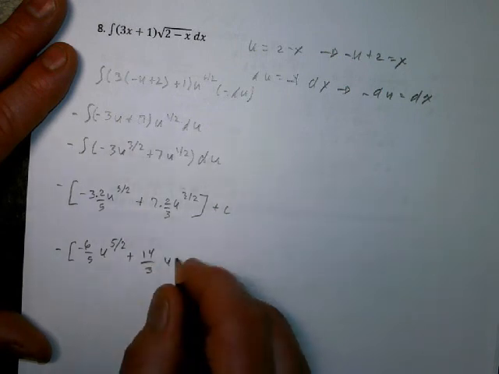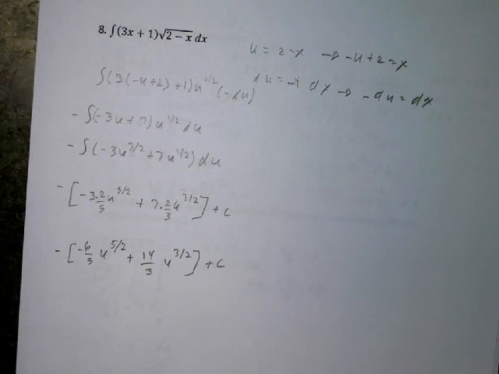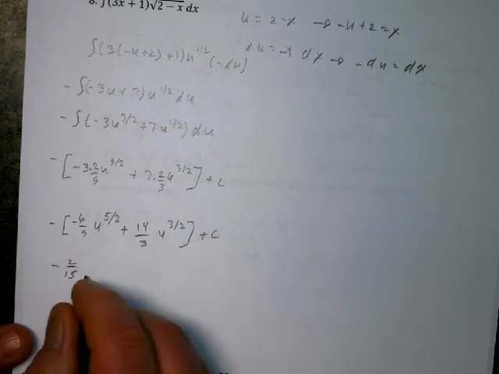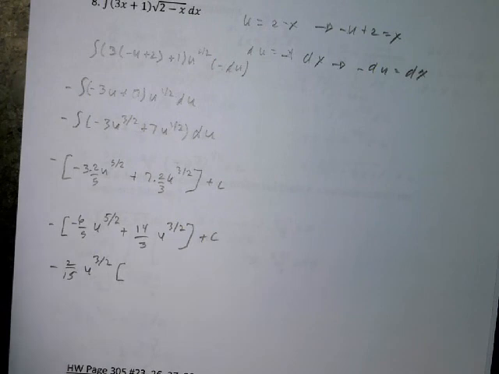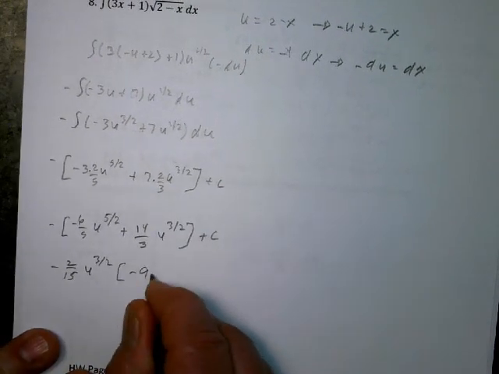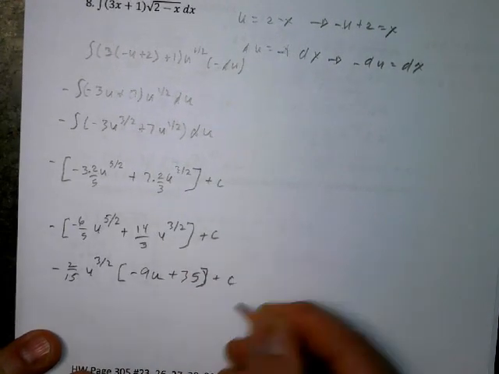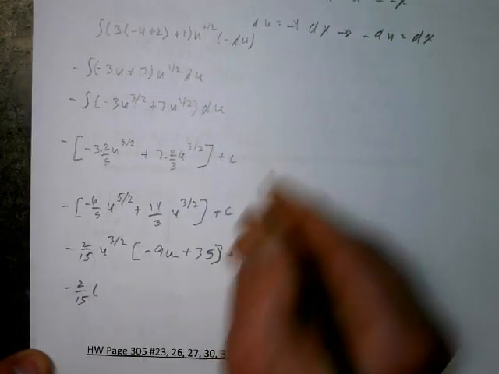So this is going to be negative 6/5 u to the 5/2 plus 14/3 u to the 3/2 plus c. Now what I'm going to do is pull out a 2 over 15 u to the 3/2. Now I do that, I get negative 9u plus 35. Whoops. Plus c.